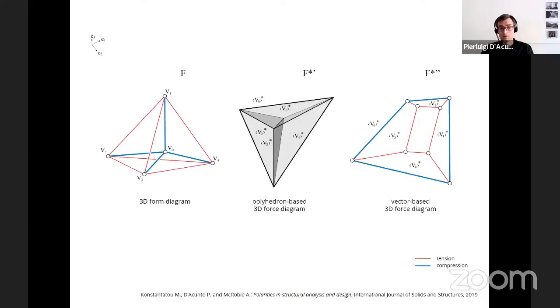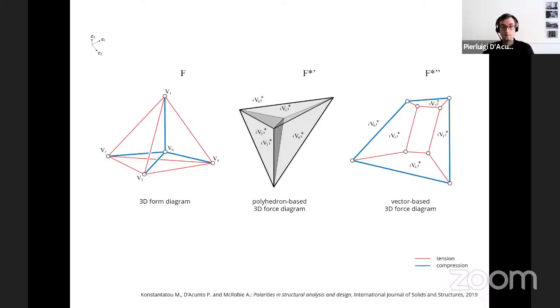Now, thanks to the developments of new digital tools in the last few years, an impressive amount of research has been carried out in the field of graphic statics, specifically on its extension to the third dimension and its implementation into computational tools for structural design. For a given 3D form diagram, as we see in the slides on the left, a self-stressed tetrahedron, it is generally possible to define two different types of force diagrams in 3D, the polyhedral-based force diagram and the vector-based. In the polyhedron-based approach, the equilibrium of each node of the form diagram is represented by a polyhedral cell.